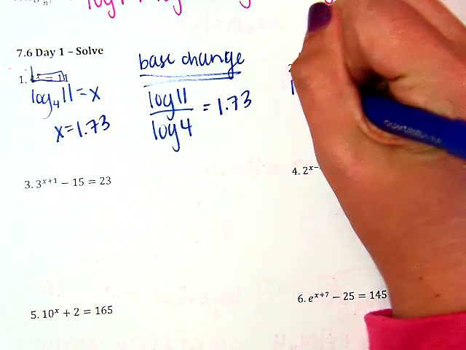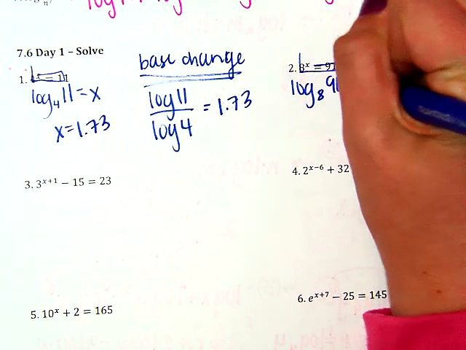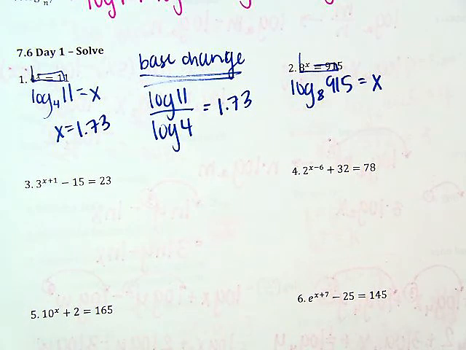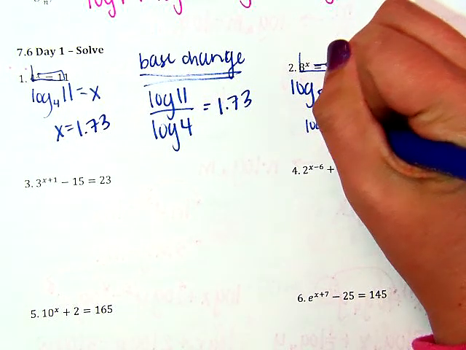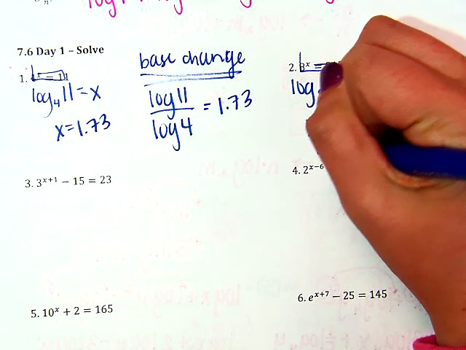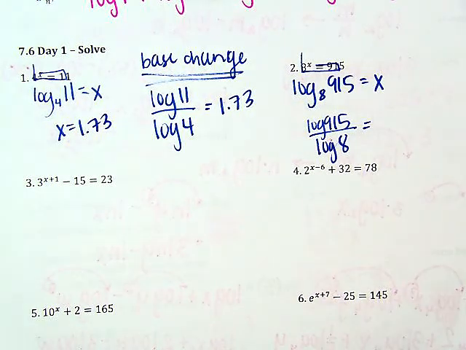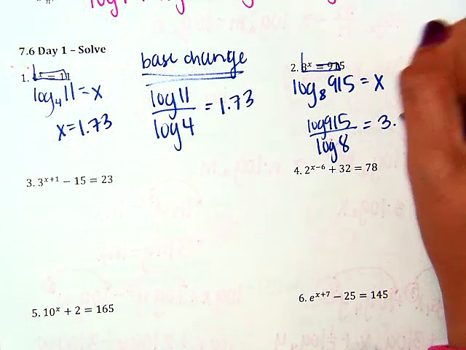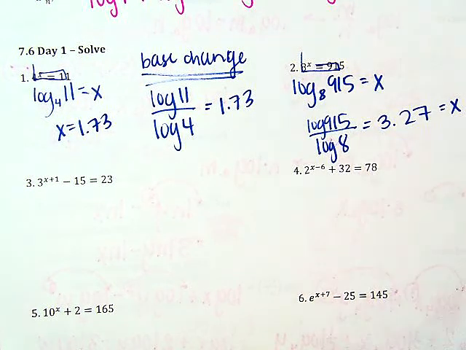Same thing with this one. So it becomes log base 8, 915 equals x. So to plug that in, I do log 915 divided by log 8. Log 915 divided by log 8 gets me 3.27 for x.